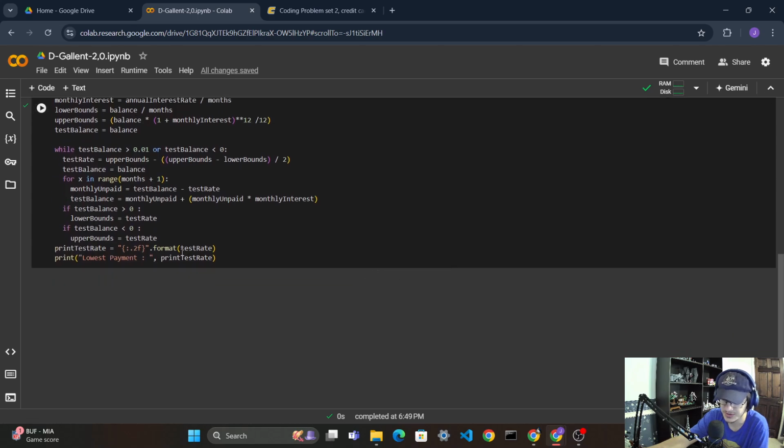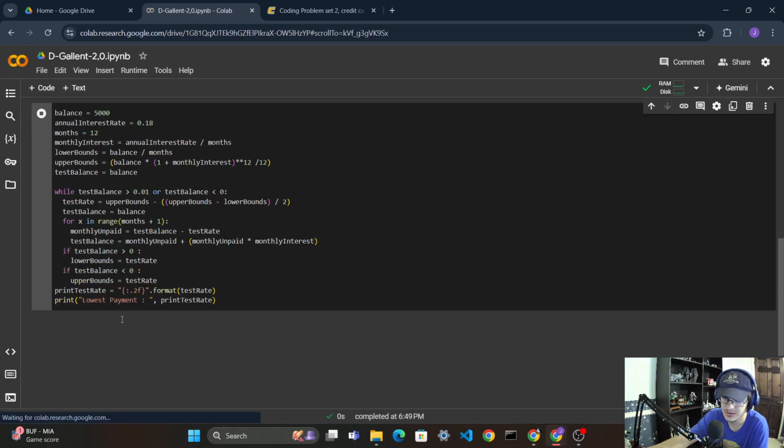Once it does that, it formats it once again and then prints it to the page, which in this case prints 419.90.